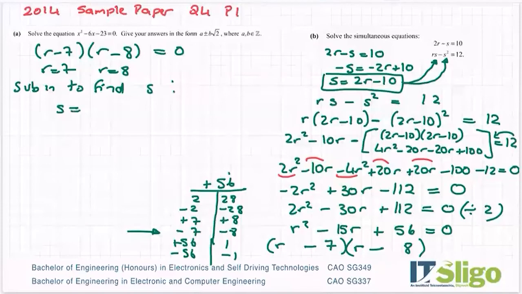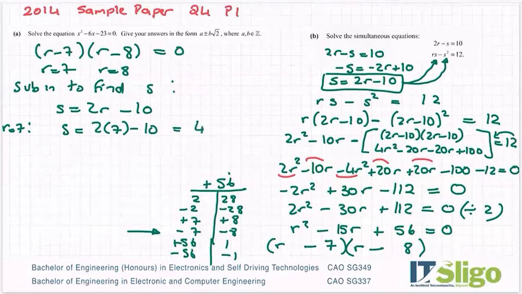So s is equal to 2r minus 10. So when r is equal to 7, s is equal to 2 times 7 minus 10. 2 7s are 14 minus 10 is 4. So I'm getting s is equal to 4 for that one. And then when r was equal to 8, s was equal to 2 times 8 minus 10. 2 8s are 16 minus 10 is 6. So I'm getting s is equal to 6 for that one.